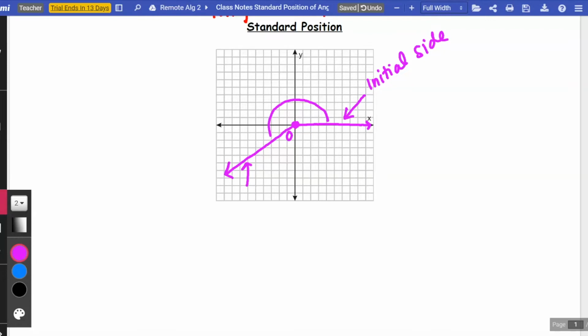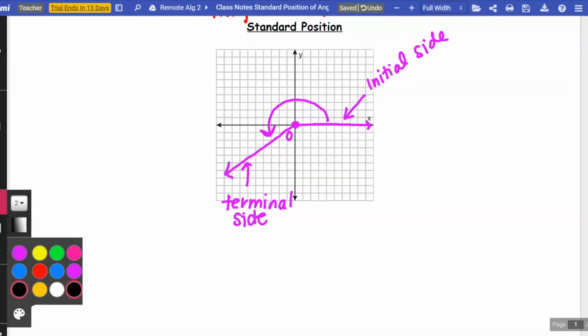we call our terminal side. So an angle in standard position has an initial side and a terminal side. To have a positive angle, we always want to rotate counterclockwise. And if you rotate clockwise, then you're going to end up with a negative angle.